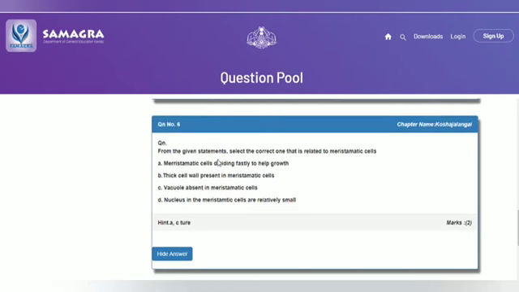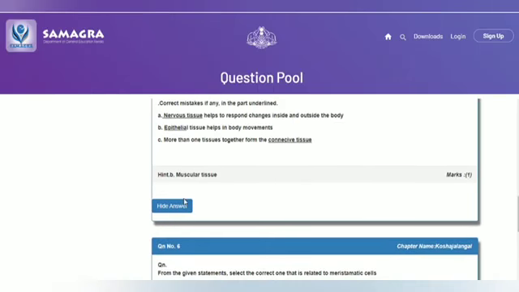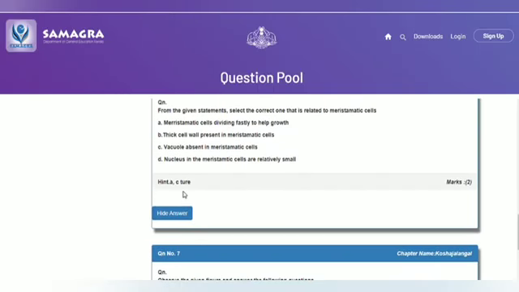Sixth question. From the given statements, select the correct ones related to meristematic cells. Meristematic cells divide fast to help growth. Thick cell wall is present in meristematic cells. Vacuole is absent in meristematic cells. Nucleus in meristematic cells is relatively small. So the answers are A and C: meristematic cells divide fast to help growth, and vacuole is absent in meristematic cells.